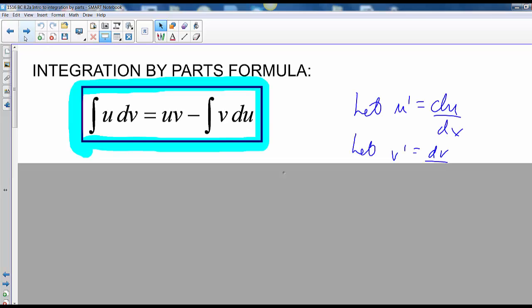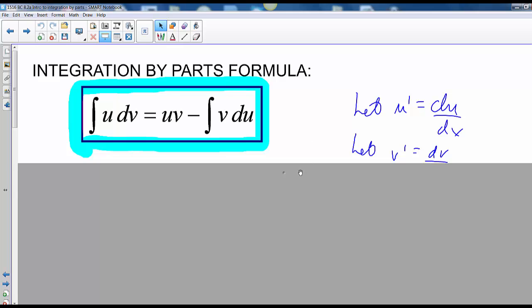Alright, here's the formula, which you will need to memorize. It is the integral of u dv equals uv minus the integral of v du. And you'll have to remember to ask me a neat way to remember this. But I won't say it in the video.